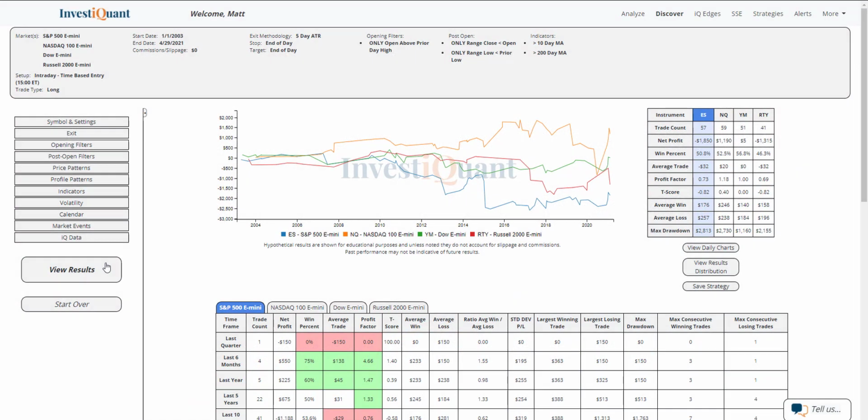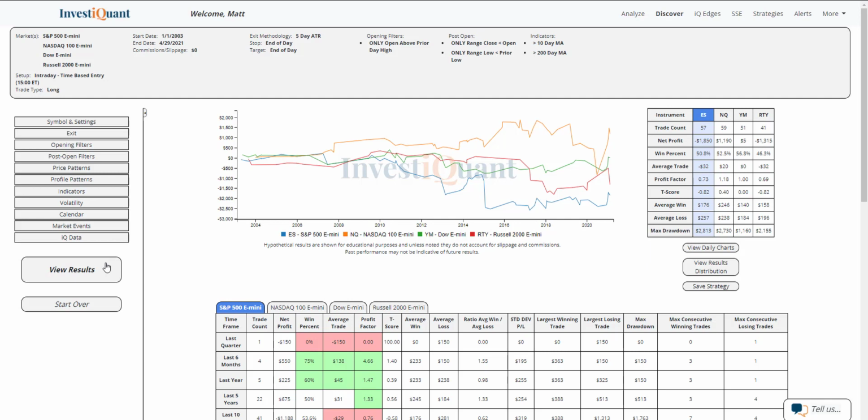And here we go. These are the results of going long at 3 p.m. Eastern Time when you have an outside day forming where you open above the prior high and you are trading below the open at 3 p.m. This is taking place in a bull market environment above a 10, above 200-day simple moving average. Historically, the S&P has 57 samples, the NASDAQ 59, the Dow 51, and the Russell 41.